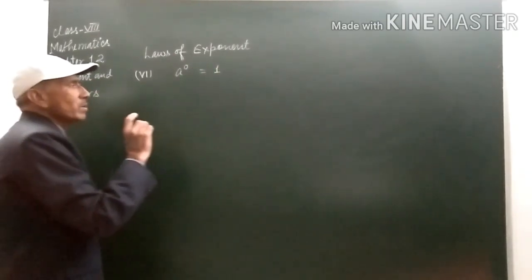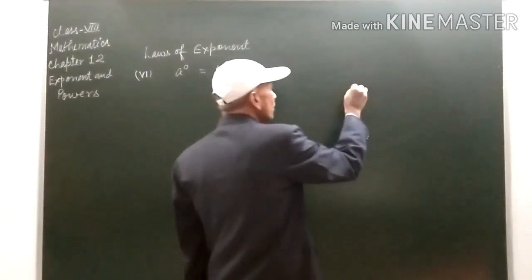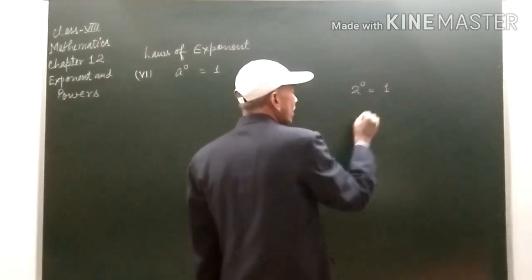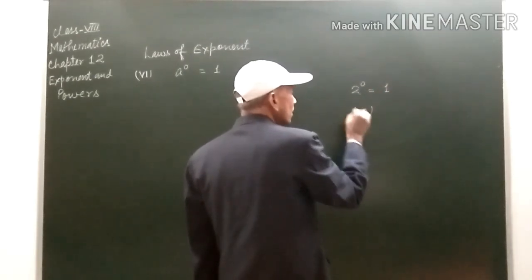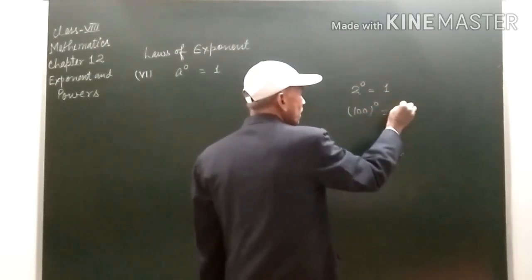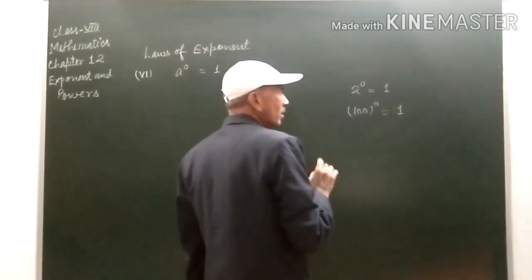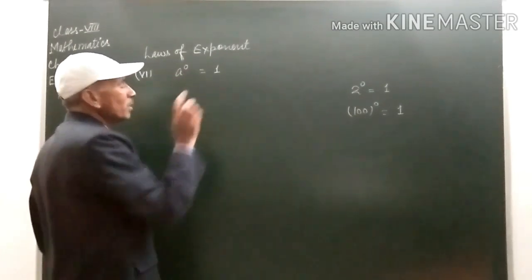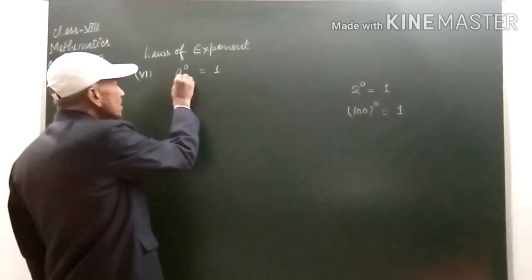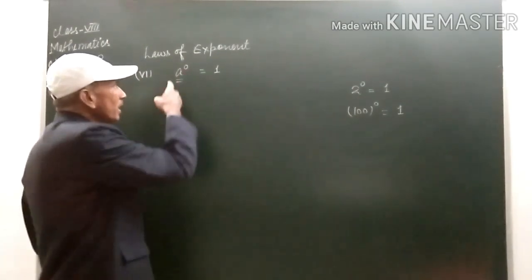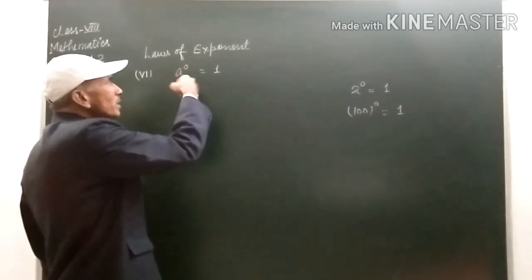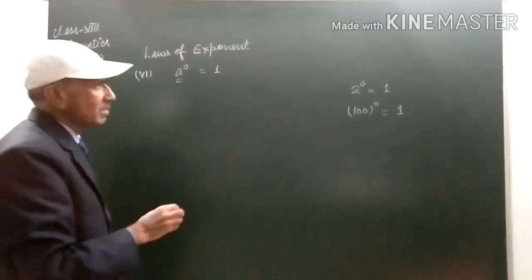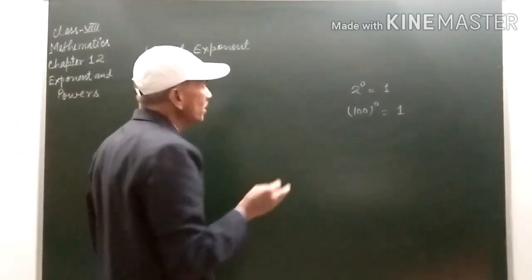Clear students? Suppose there is a number 2 to the power 0, it means 1. 100 to the power 0, it means 1. Students, in this a should not be 0. यहाँ पर a 0 नहीं होना चाहिए. अगर a 0 हो जाएगा तो इसकी वैल्यू 0 हो जाएगी पूरा स्टूडेंट्स, या इनफाइनाइट हो जाएगी इसकी वैल्यू. So a should not be 0 here.